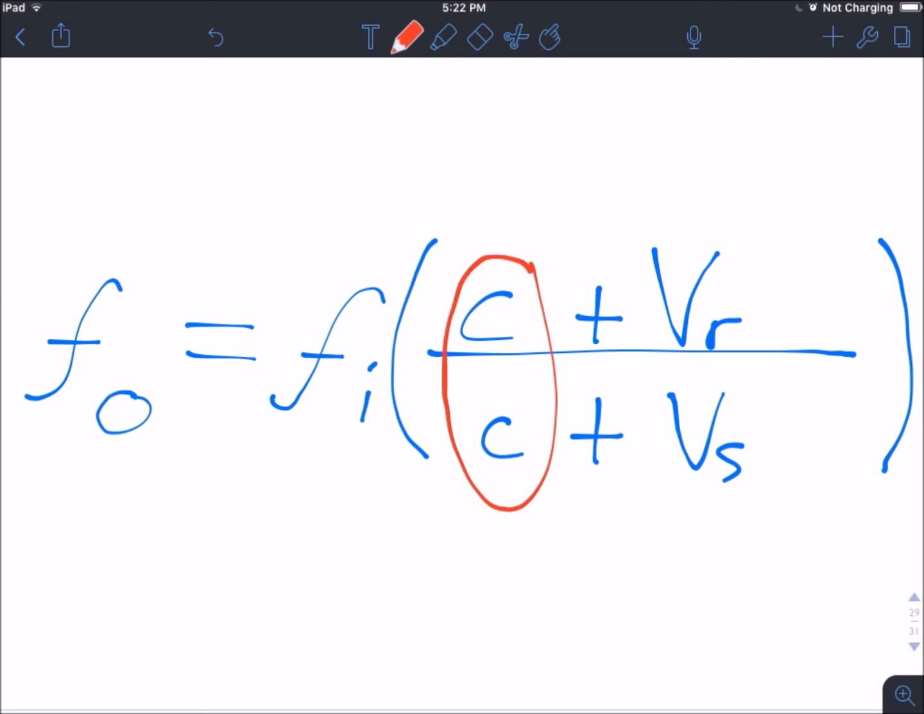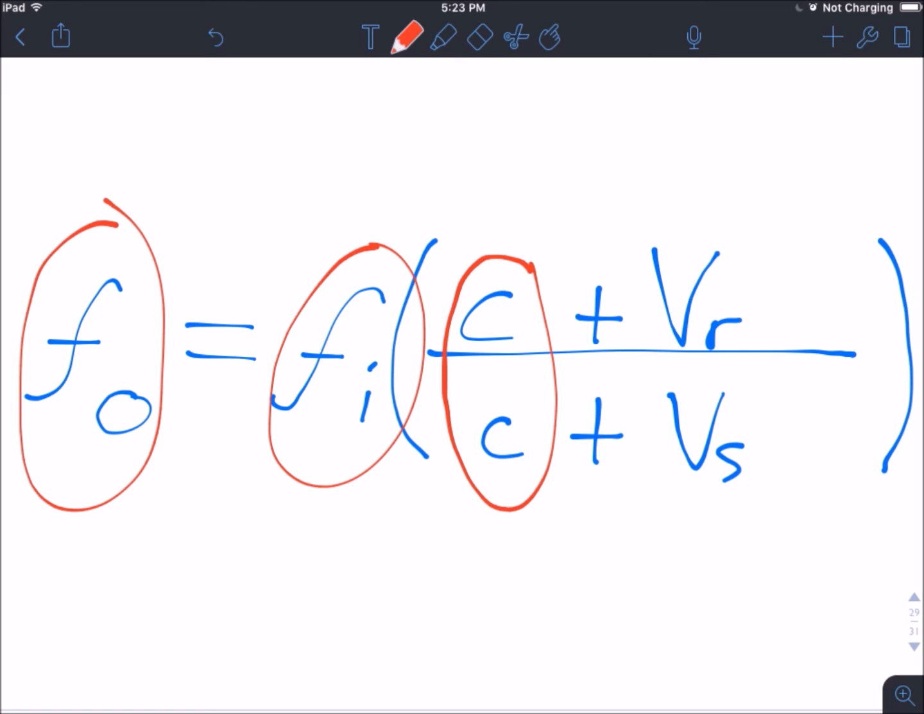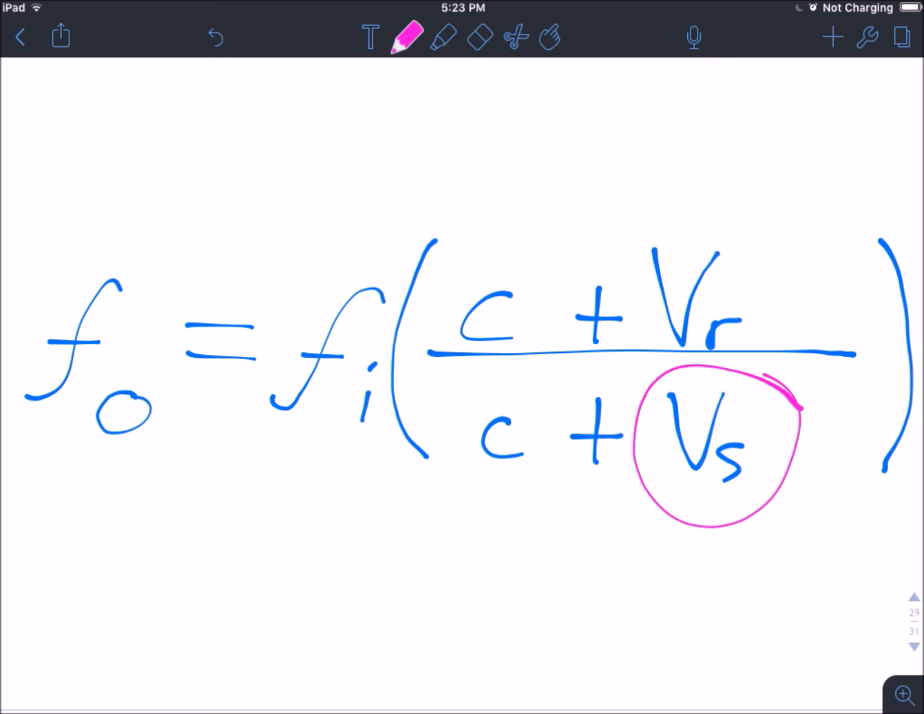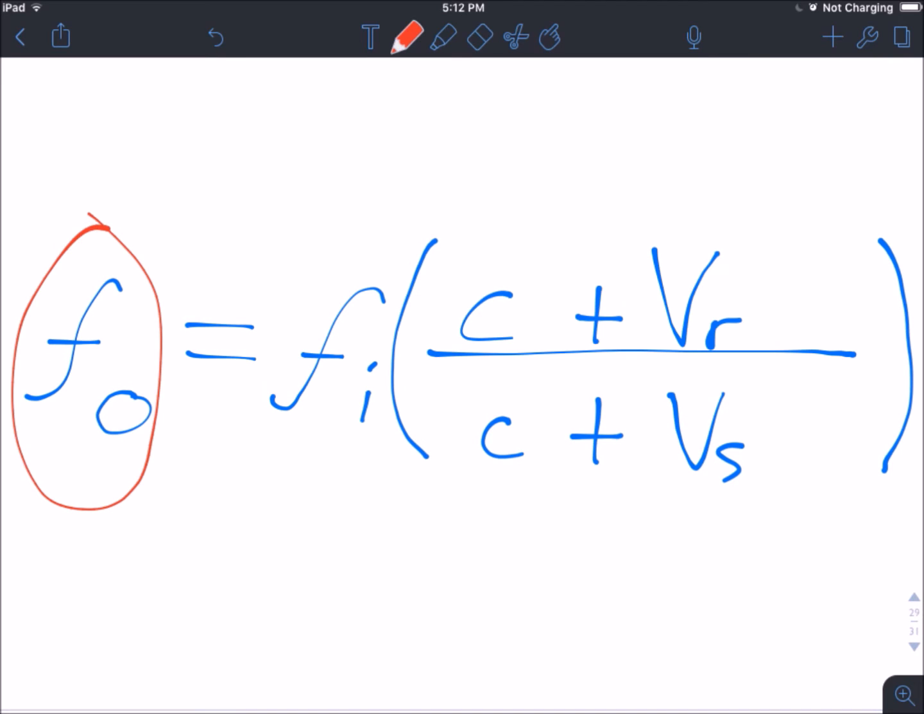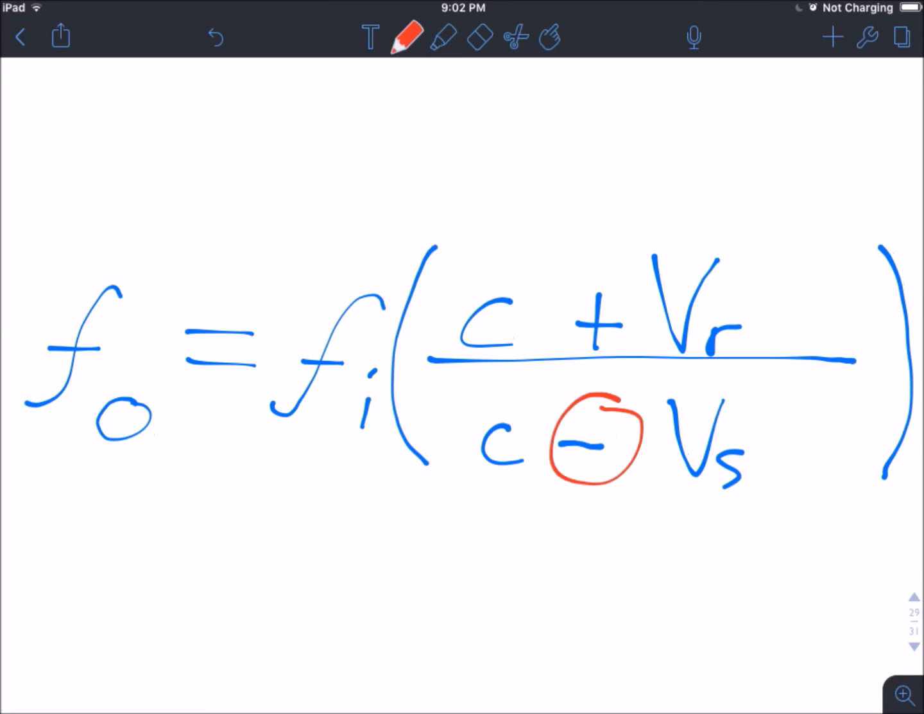C represents the speed of sound through the medium, which is body tissue. Doctors know C and Fi beforehand, and can observe Fo. The goal is to find Vs. The initial frequency of the wave is multiplied by C over C minus Vs, which is the ratio that shows how the source is moving toward the receiver. This yields the observed frequency, which is what the receiver detects. If the source is moving away from the receiver, Vs is negative instead of positive.